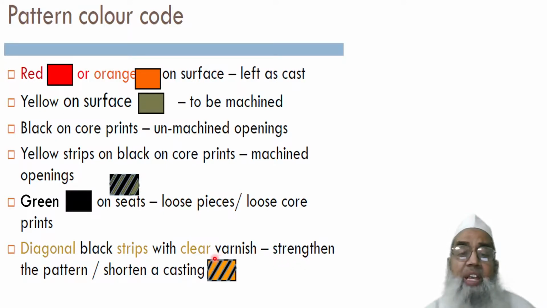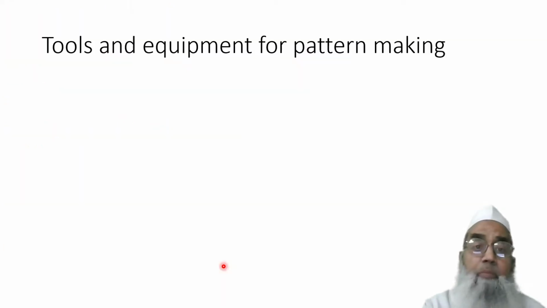Now, diagonal strips with clear varnish are applied wherever there is a thin section, wherever we want strengthening. So we need to have this type of painting, so that we can recognize the surface location that needs strengthening.